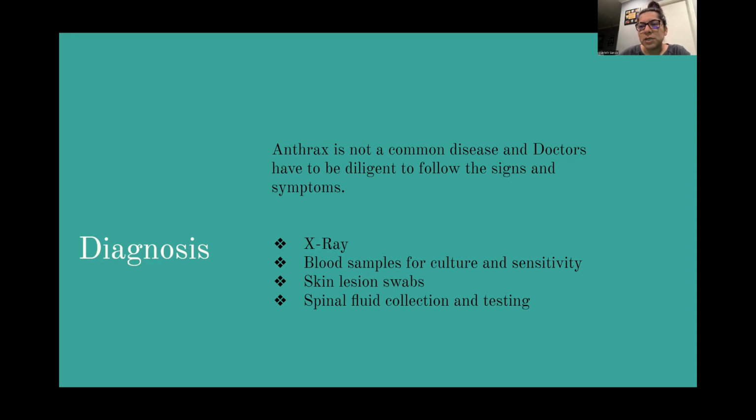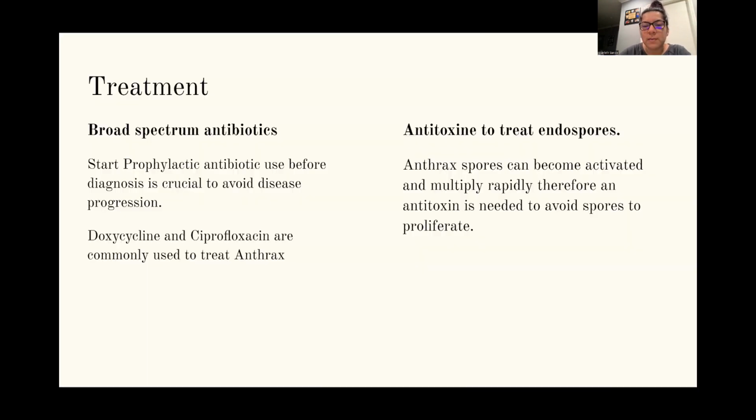Blood samples are usually taken for culture and sensitivity to be taken to the lab and examined. The skin lesions or the necrotic tissue are usually swabbed to confirm that the person is having anthrax blisters. And in the most severe cases, when anthrax is in the central nervous system and does not present any obvious signs of having anthrax, the spinal fluid is collected and sent out to the lab to be tested.